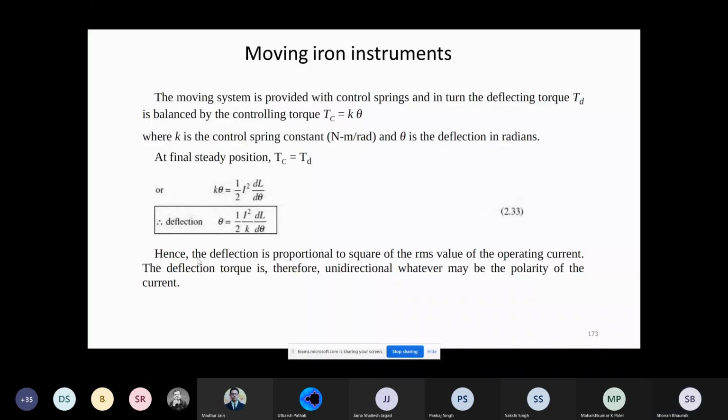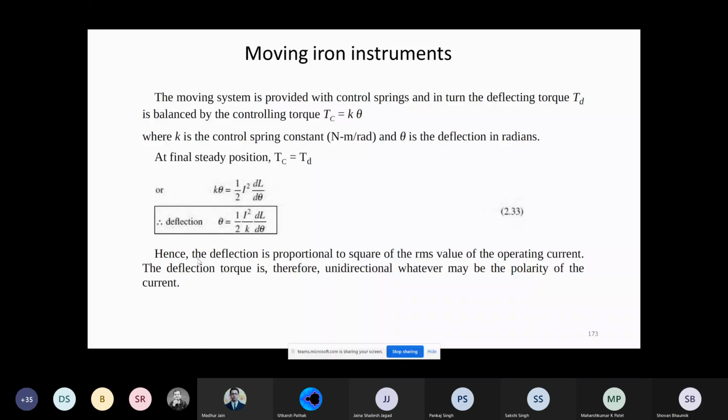So the deflection is proportional to the square of the current. You can say it is the RMS value, the root mean square value, of the operating current, and the deflecting torque is therefore unidirectional. Whatever the polarity of the current, i squared is coming, so the deflecting torque will be in the same direction. The deflection is proportional to the square of the current.